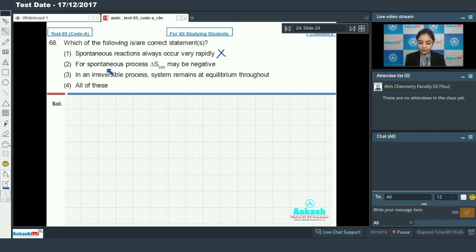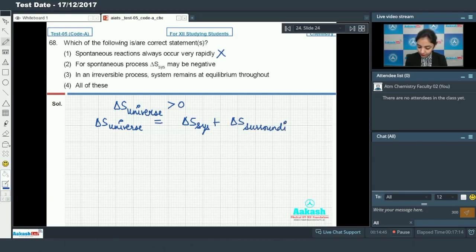And the second statement says that for a spontaneous process, delta S system may be negative. For a spontaneous process, the criterion is that delta S universe is greater than 0, and you know that delta S universe is equal to delta S system plus delta S surroundings. So for a spontaneous process, sometimes delta S system can be negative, but delta S universe will always be greater than 0. So this option is absolutely correct.